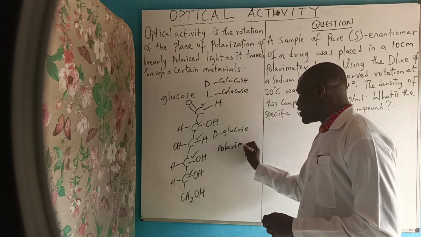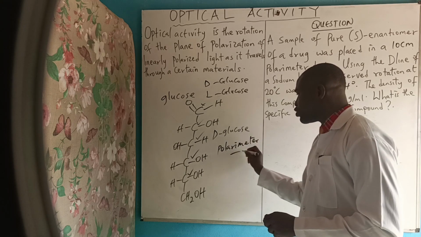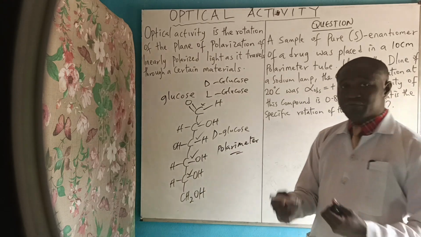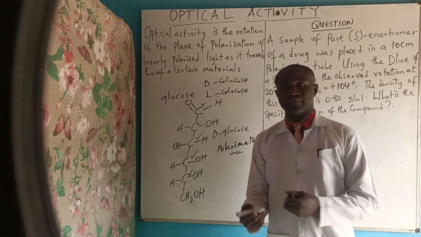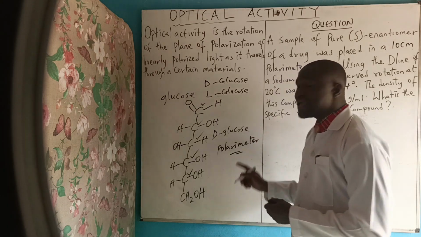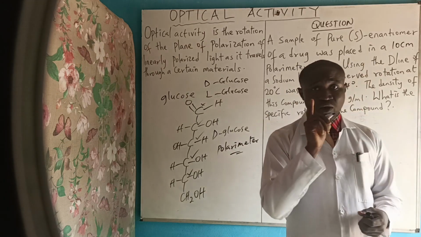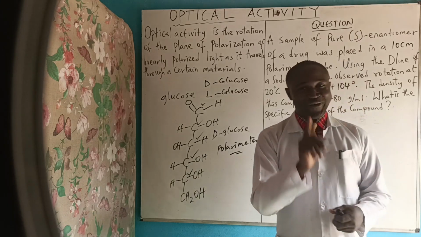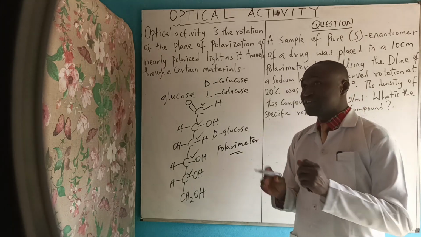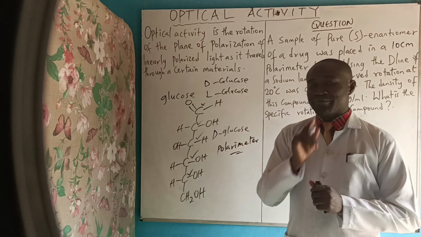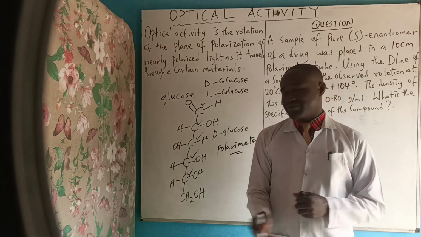Polarimeter. This is an instrument that we use to check how optically active a molecule, a substance is. Yes. So have it in your mind that if you want to check how optically active a molecule is, you go and look for a polarimeter. We would have discussed more concepts of this, but because of time, let's just run down the main points we want to talk about.